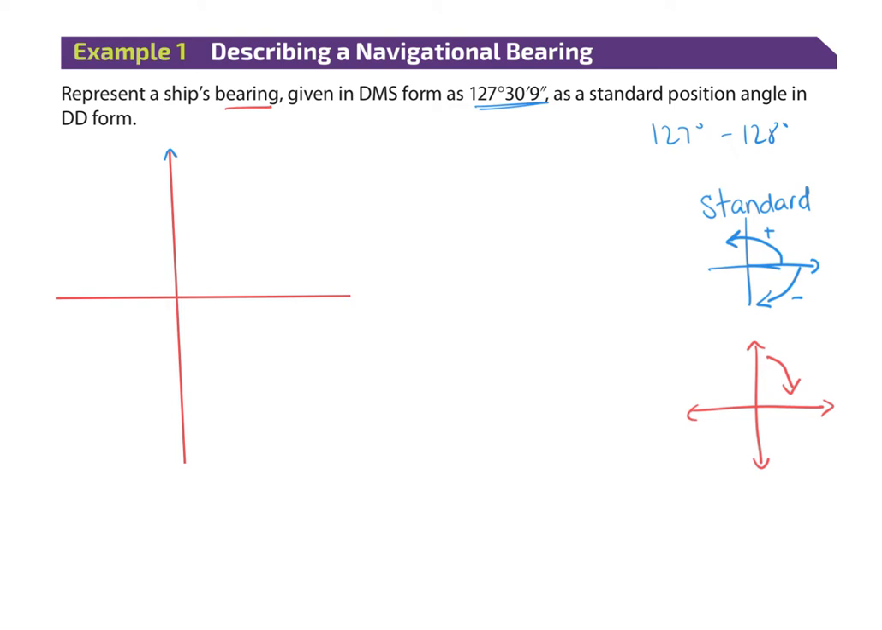The main focus here, though, is to convert this guy. So we're actually going to convert him from minutes and seconds to degrees with decimals, all right? And so we already have the whole degree, that's 127. We need to transfer this 30 and 9 into decimals, all right?